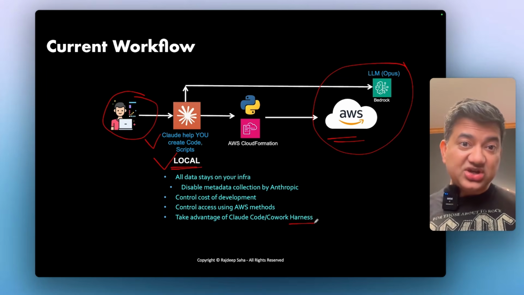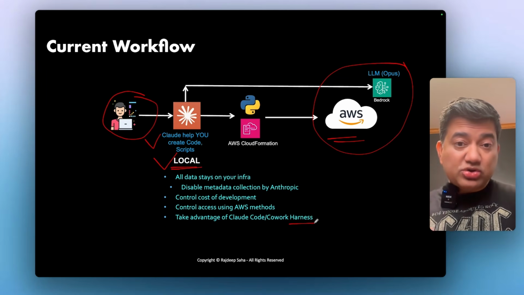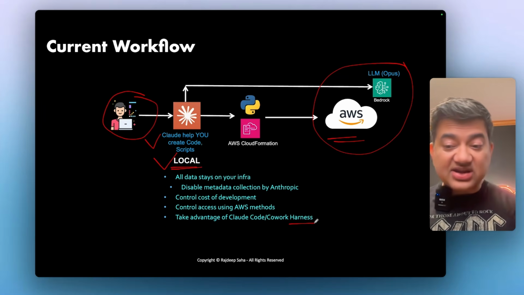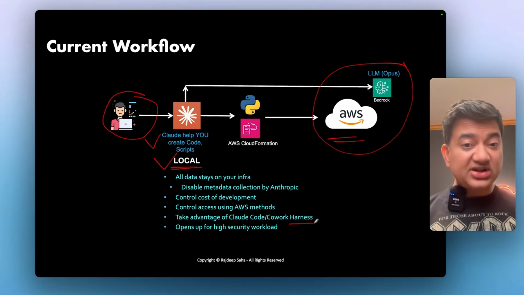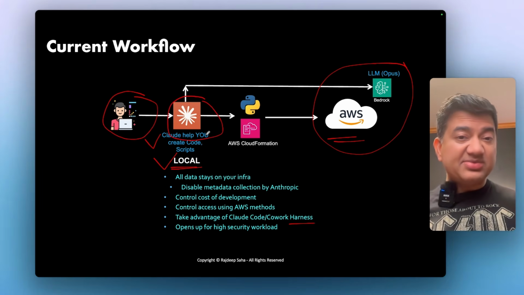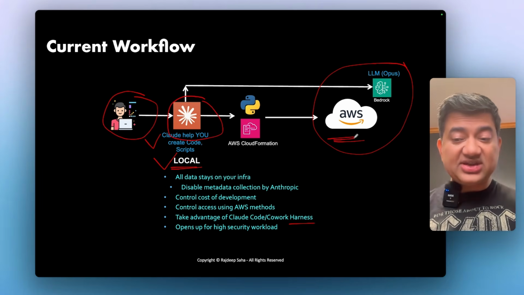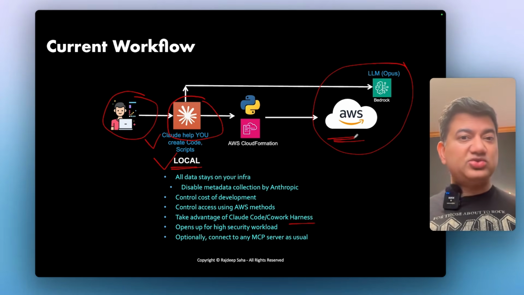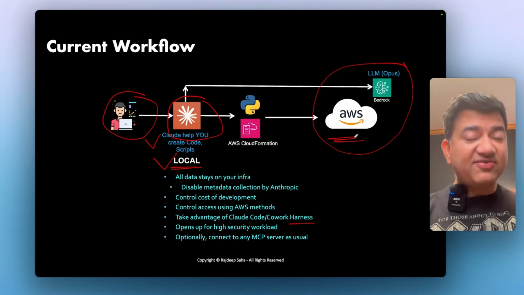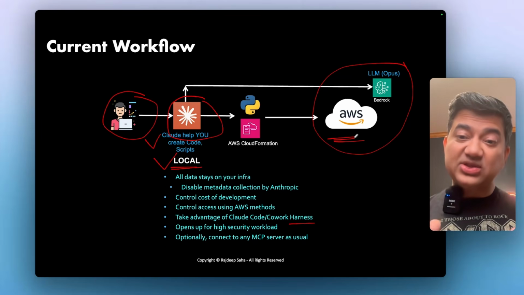But with this change, you can use those Claude Code Cowork harness because it's running on your local machine and you don't have to send anything to Anthropic. For this reason, it opens up for high security workload, and if you want to connect to some MCP servers outside of AWS, you could do that as well. So you can have all the features that you have today with the Claude platform. So you are not sacrificing any features with this new announcement.